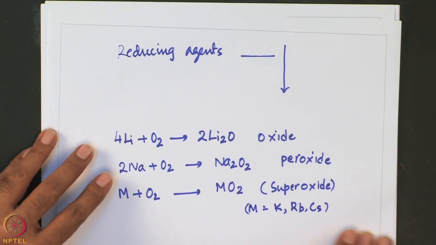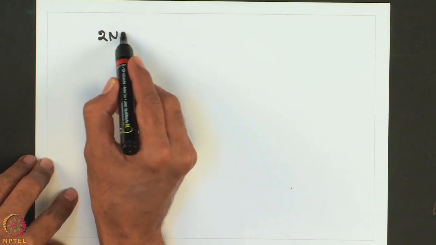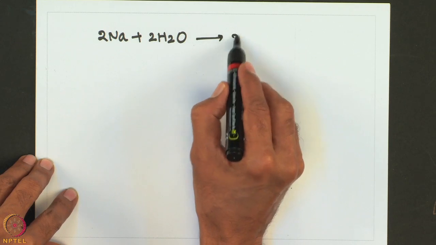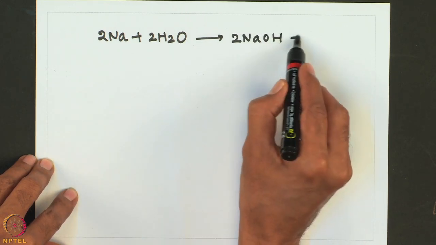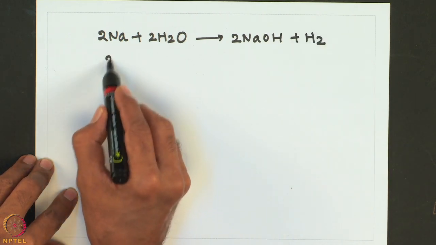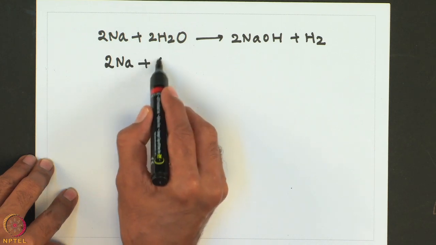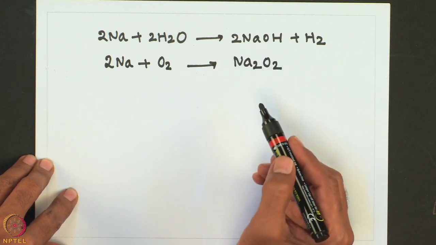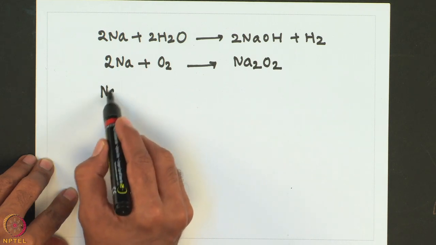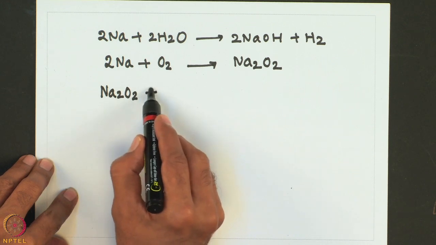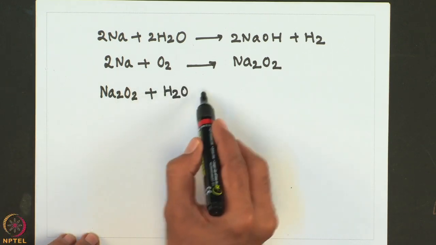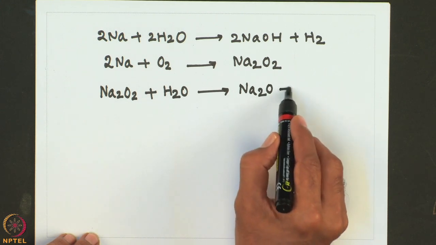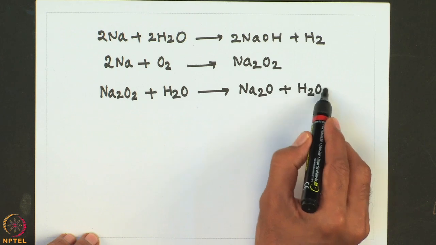For example, let us consider 2 Na plus 2 H2O gives 2 NaOH, and H2 is liberated. Similarly, 2 Na when it reacts with oxygen forms sodium peroxide, Na2O2, and when Na2O2 is treated with water it forms Na2O, sodium oxide, and it forms H2O2.